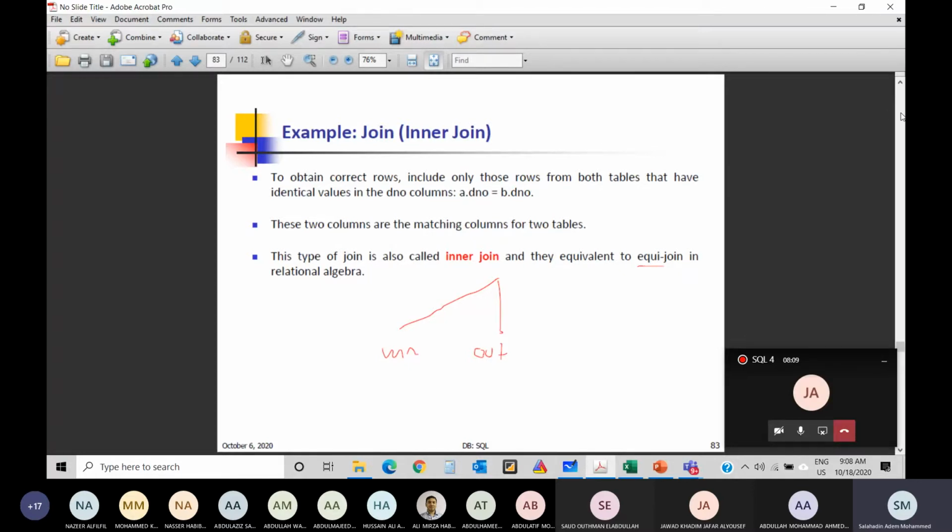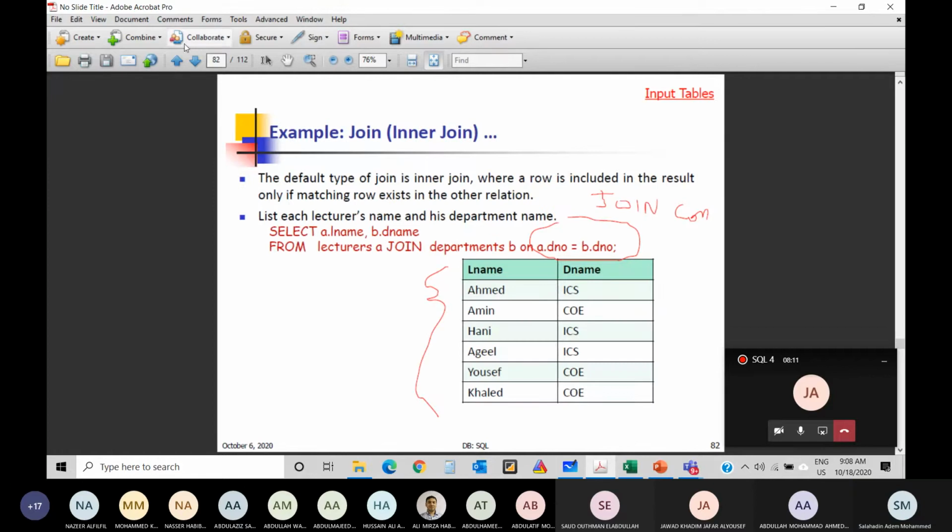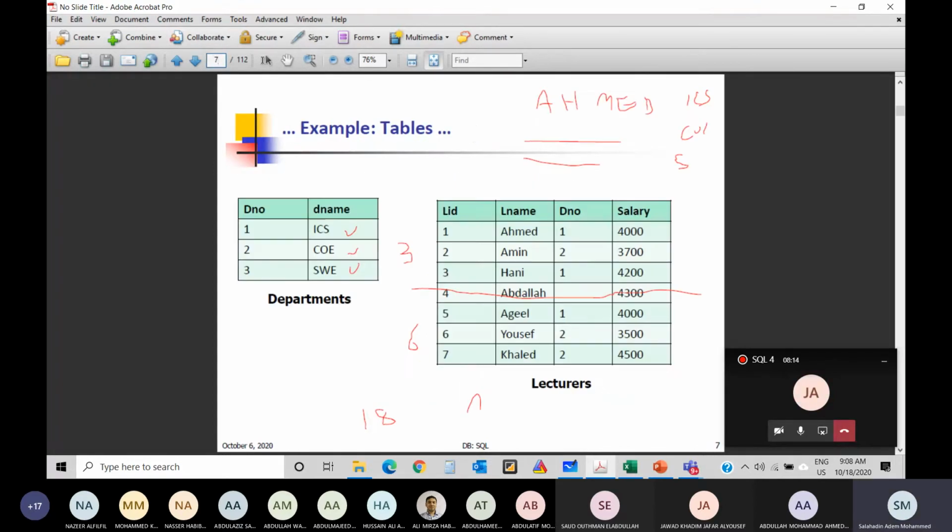Like this guy, for example. Abdullah's information is only in one table. He has no information in this table, isn't it, Shabab? So Abdullah will not appear in the output. So in the inner join, not everybody will appear. Is that point clear? Ahmed will appear because he's from ICS. Amin will appear because he's from COE. Hani will appear, but Abdullah has no department, so he will not appear in the output.